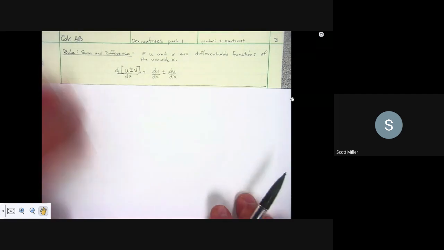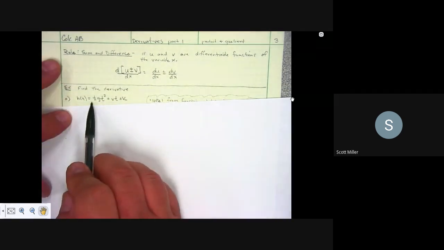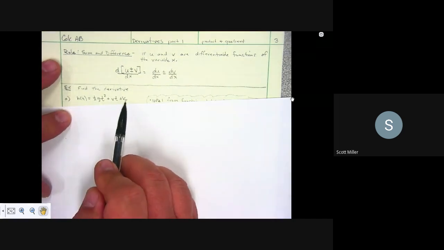Now, why would I want to be able to do that? What's the importance of that one? Well, you will see that I can now take the derivative of something that looks like this. So I have these examples over here. We're going to just do them on the side here to walk you through how that rule is used.